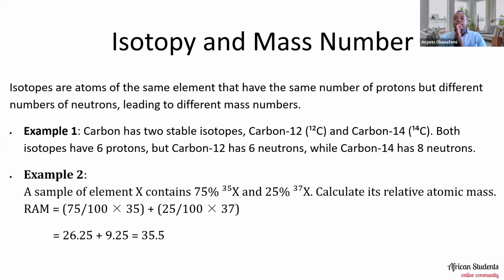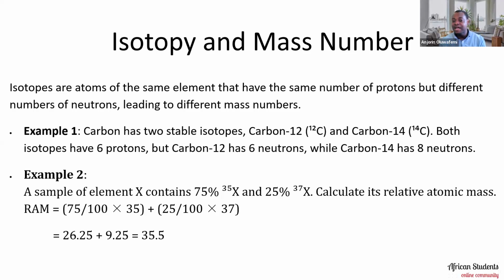Example, this particular example here. Now, carbon has 2 stable isotopes. We have carbon-12 and then carbon-14. Carbon-14 is very important for radiological work, but maybe we'll talk about that some other time, probably when we're looking at nuclear chemistry. Both isotopes have 6 protons, but carbon-12 has 6 neutrons, while carbon-14 has 8 neutrons. You see what is happening there?